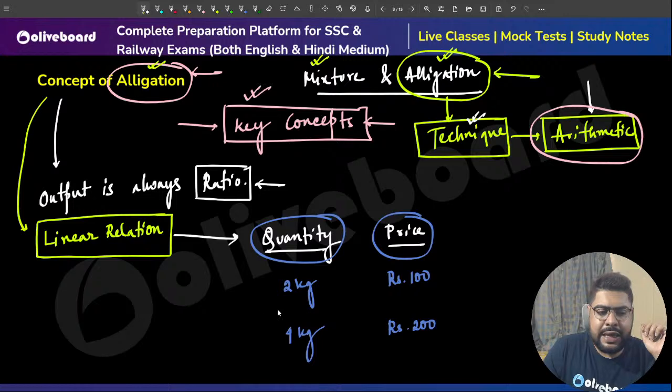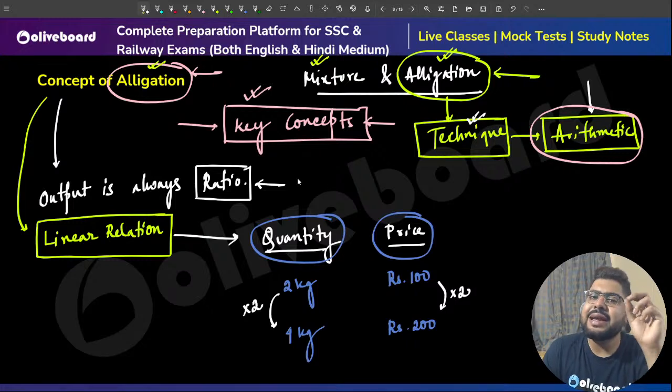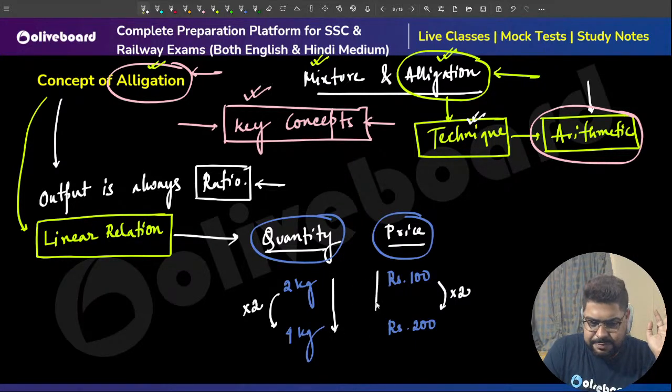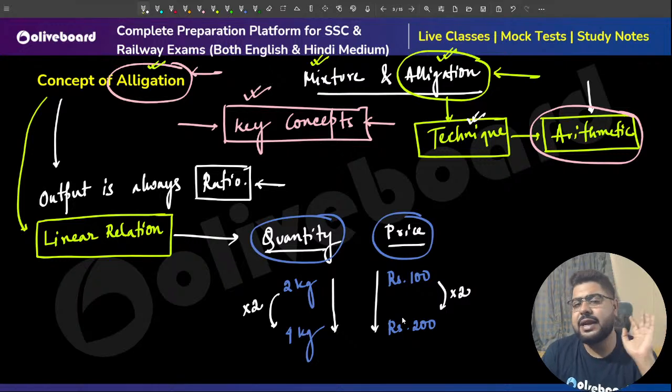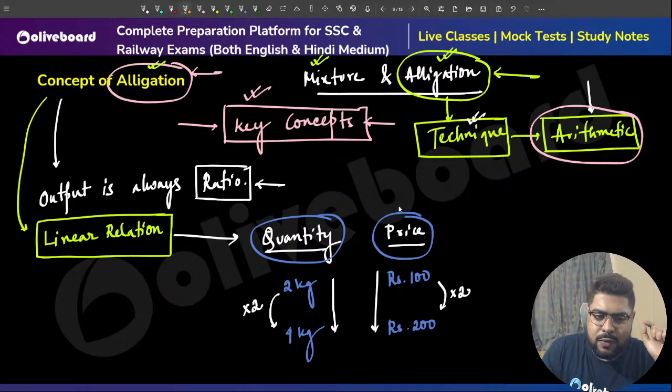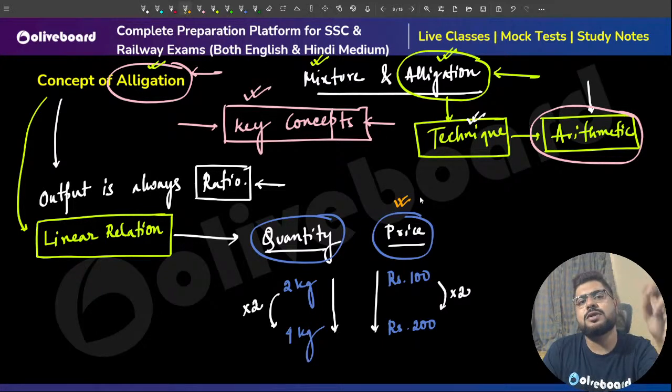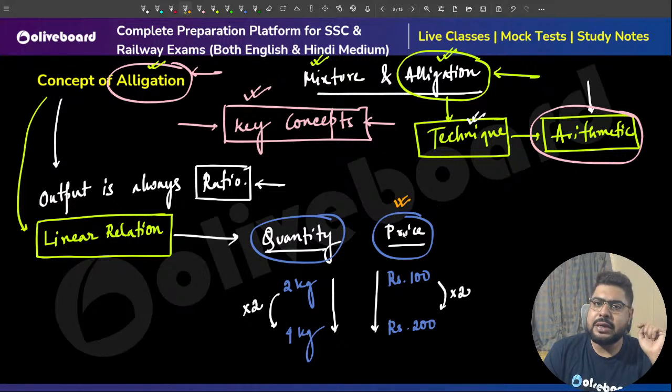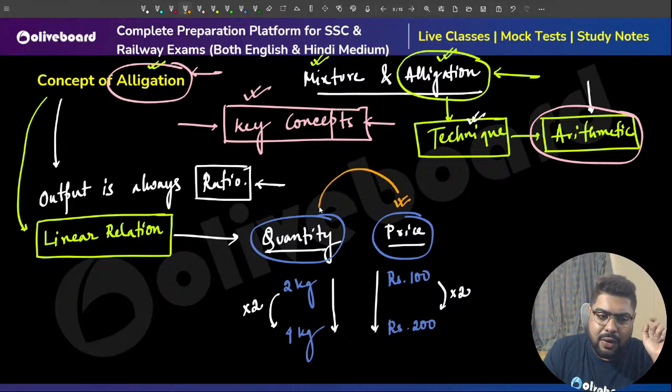Meaning, sir, if I am doubling this side, the other will also get doubled. This is called a linear relationship. If this particular variable is increasing by double, the price variable is also increasing by double. So that means if I want to use the allegation technique on price, the ratio I get can be applied on the quantity variable as well.